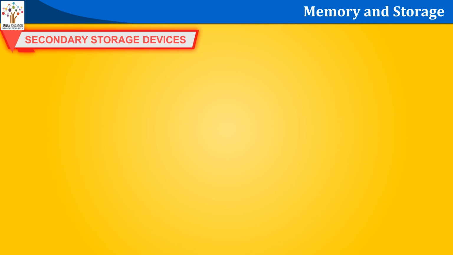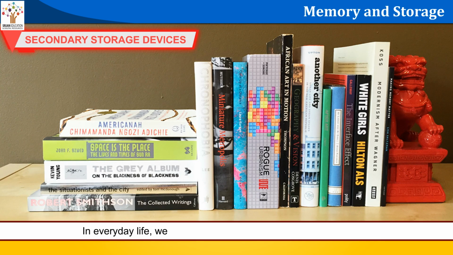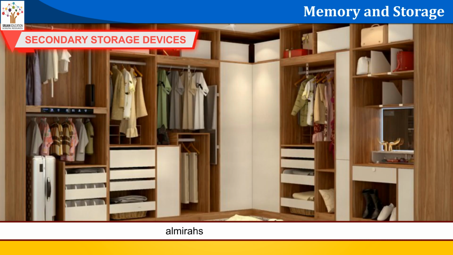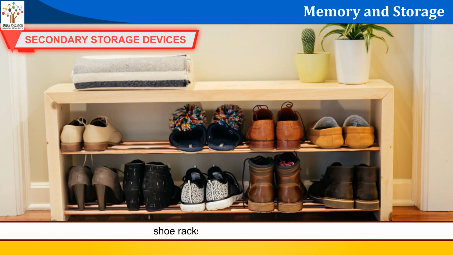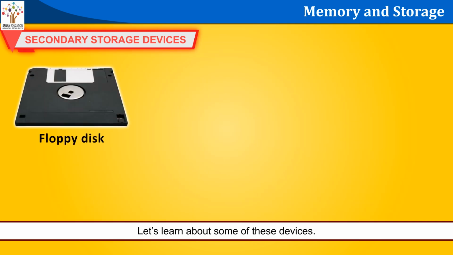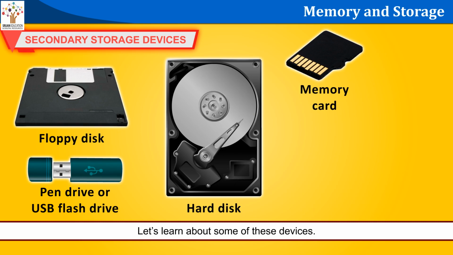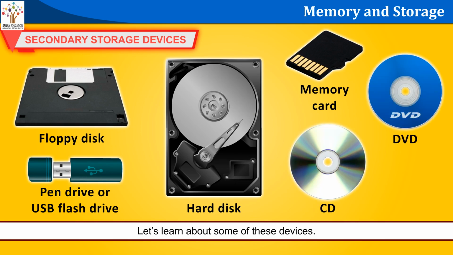Secondary storage devices. In everyday life, we use things like bookshelves for storing books, kitchen shelves and boxes for storing food items, almirahs for storing clothes, shoe racks for storing shoes, etc. Similarly, for storing information on a computer for a long time, we may use special devices called secondary storage devices. Let's learn about some of these devices: floppy disk, hard disk, memory card, pen drive or USB flash drive, DVD, CD.